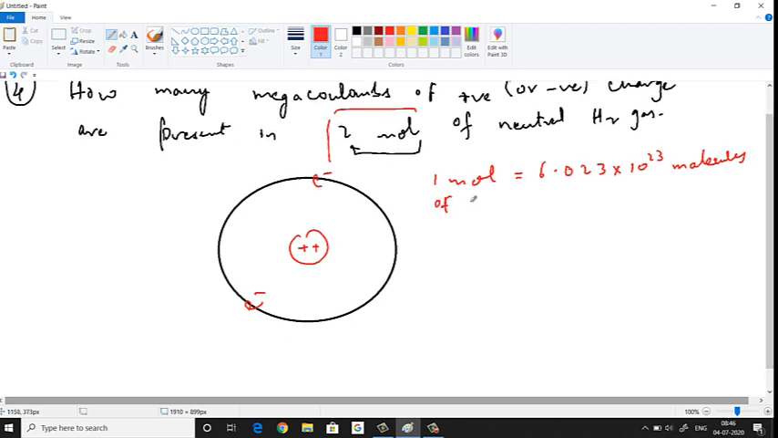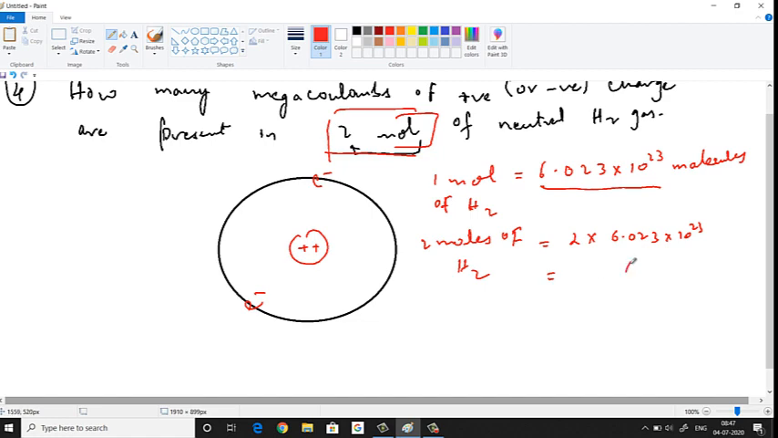So 1 mole of H2 has how many molecules? 6.023 into 10 power 23. But in the question, what is given to us? 2 moles. Then 2 moles of H2 will have how many molecules? 2 into 6.023 into 10 power 23. Correct. So what is the answer? 12.046 into 10 power 23 molecules.